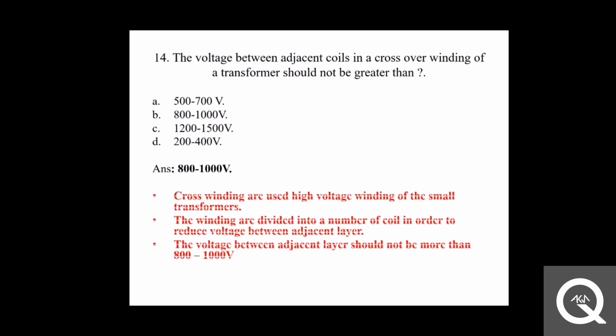Next question. The voltage between adjacent coils in a crossover winding of a transformer should not be greater than? The options are 500 to 700 volt, 800 to 1000 volt, 1200 to 1500 volt, 200 to 400 volt. The answer is 800 to 1000 volt. Crossover windings are used for the high voltage winding of small transformers. The windings are divided into a number of coils in order to reduce voltage between adjacent layers. The voltage between adjacent coils should not be more than 800 to 1000 volt.